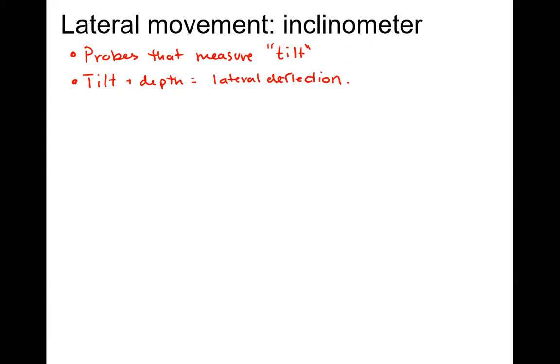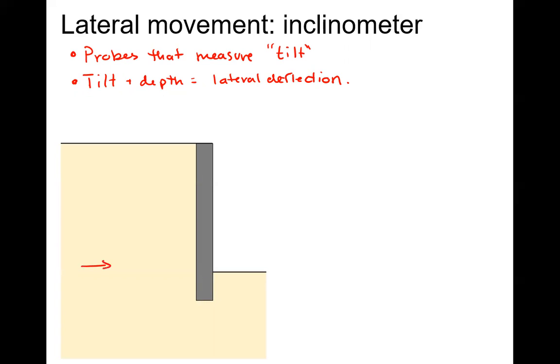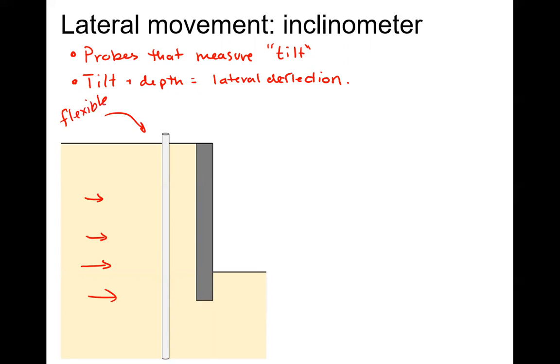So how we actually find these, let's say we have a retaining wall like this, and we're worried that the soil is going to move horizontally from this retaining wall during the construction stages. So what we would do is install a flexible PVC pipe, which is really important. It needs to be flexible. You would not use a steel pipe or anything rigid. It'd be a flexible PVC pipe.